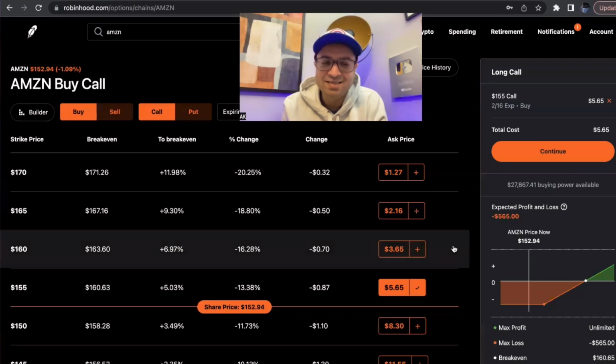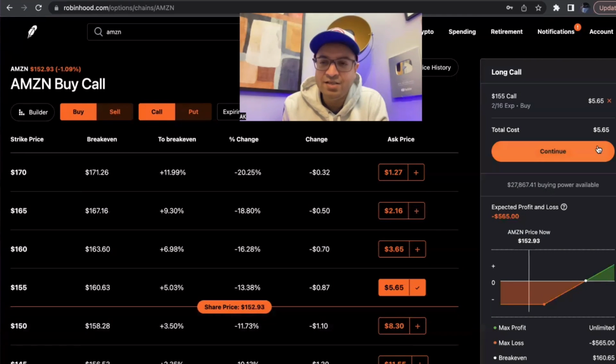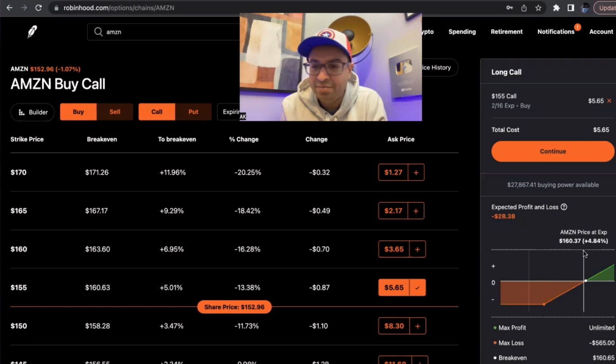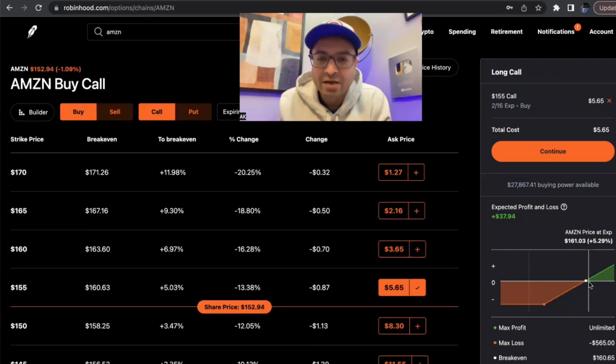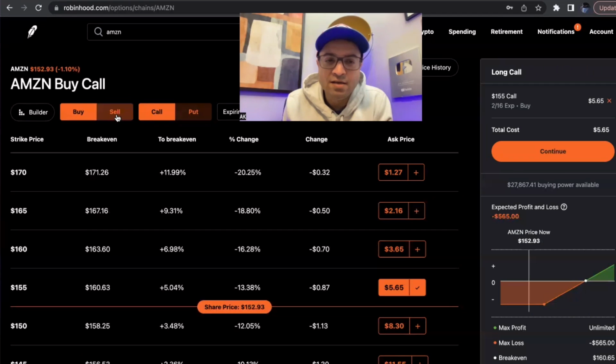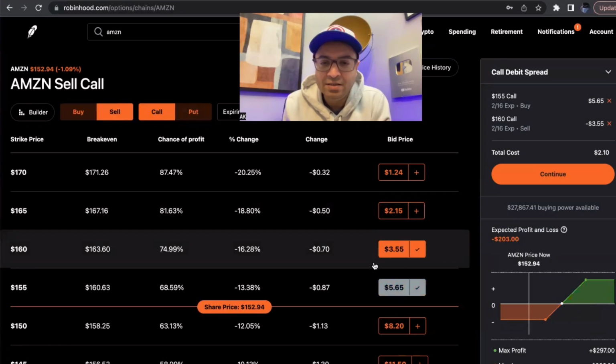And I'm like, well, I think it's going to go up. It's not going to go up that much. So what I'm going to do is to offset this cost, right? Where your max loss is 565, but my max profit is unlimited. And it's not like I feel like Amazon's going to go to the moon in like 31 days. It's not going to go to like 500, right? So I'm going to click on sell. So sell call option. And now I'm going to sell a 160.